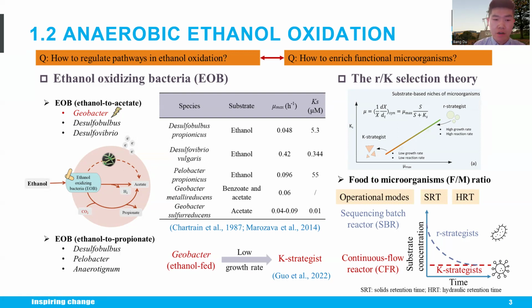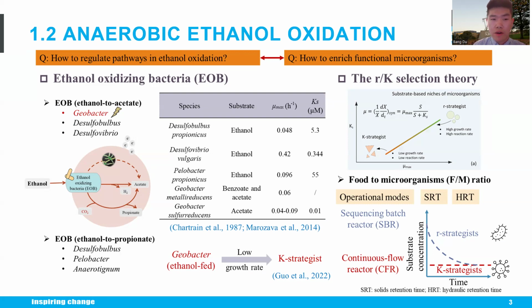Here is a list of kinetic parameters of EOB. However, there is a lack of data on Geobacter using ethanol. But et al. found that Geobacter also has a low growth rate in ethanol-fed systems, which makes it a K strategist. Therefore, we can use r/K selection theory to enrich functional bacteria or EOB in different metabolic pathways.